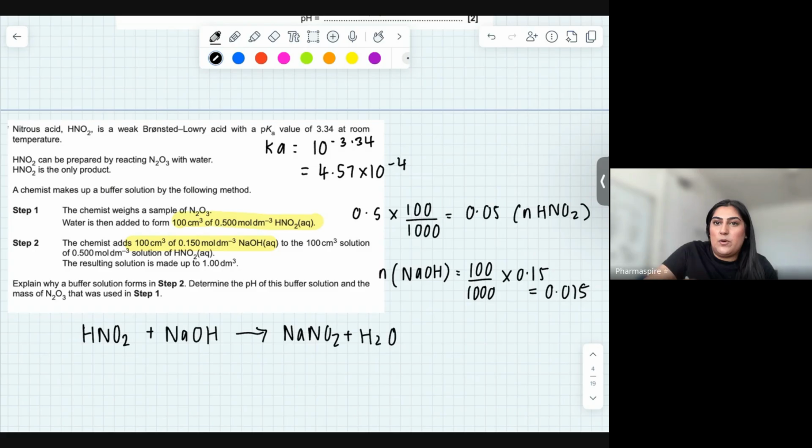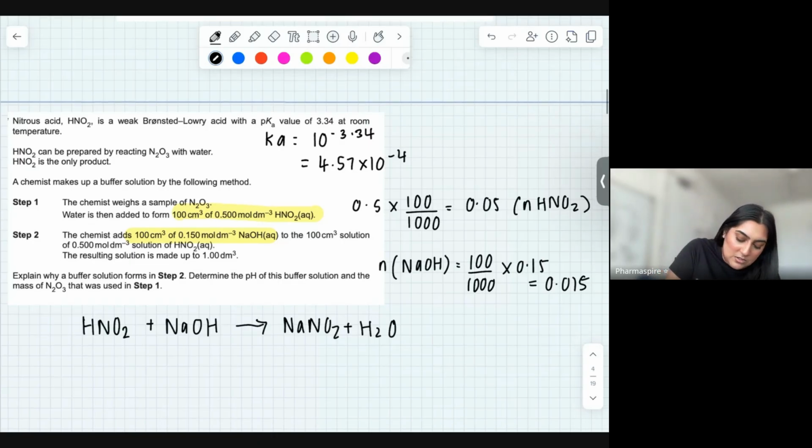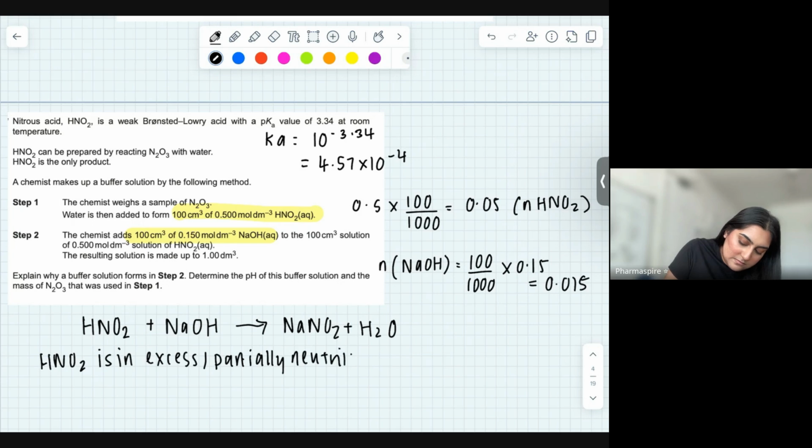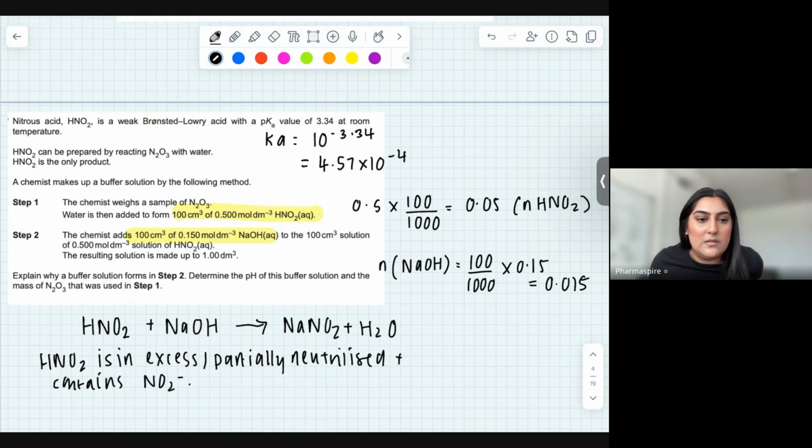Okay. Now the definition of a buffer is that your acid needs to be the partial neutralization of an acid. Is everyone happy with that? Or your acid needs to be in excess. That's what the definition is. So HNO2 is in excess or partially neutralized and contains A- ions, NO2 minus. That is your definition. Is everyone happy with that? So we've explained why a buffer solution is formed. That is even a 1 marker, your definition of what you need to write word for word. So we've done that part.